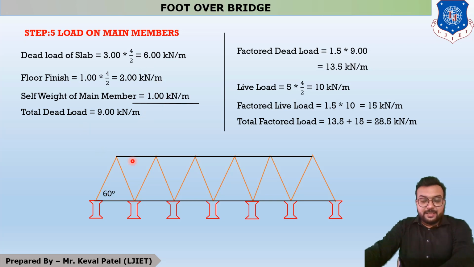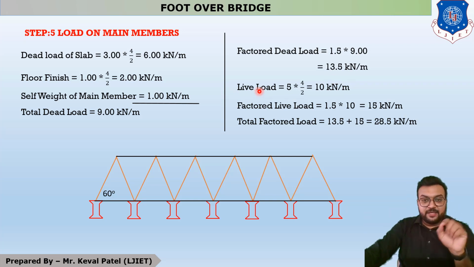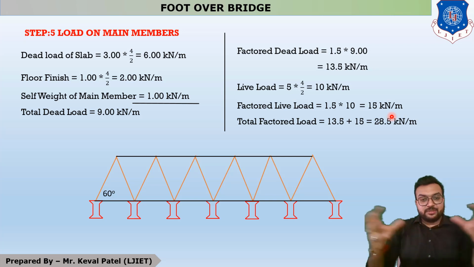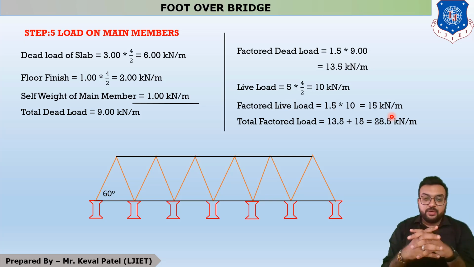Now this 9 kilonewton per meter is your unfactored load. So your factored dead load is 13.5. Similarly, your live load is given as 5 kilonewton per meter square. So it is 5 into 4 by 2, so it is 10 kilonewton per meter. This 10 kilonewton per meter is also your unfactored load, so your factored load is 15 kilonewton per meter. Now, any structural component takes both the loads, dead load as well as live load. So the total factored load, which is the factored dead load plus factored live load, is 28.5 kilonewton per meter.